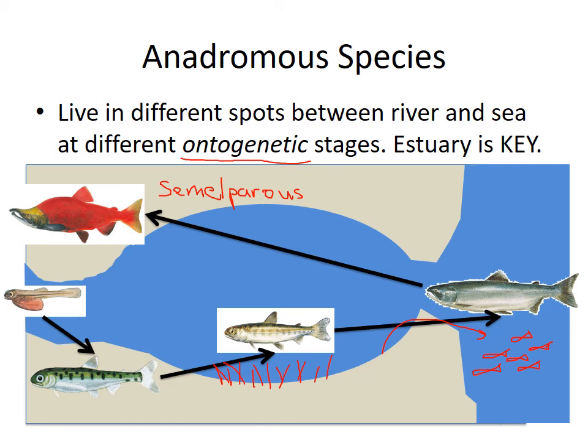And they invest all of their energetic reserves into that breeding effort, and that's probably one of the reasons that it's not even worth it for them to save anything for another try, and they all die after spawning. But as you can see, there are 2 points in the life cycle where they have to pass through the estuary. So the estuary is really key in the life cycle of these anadromous species.